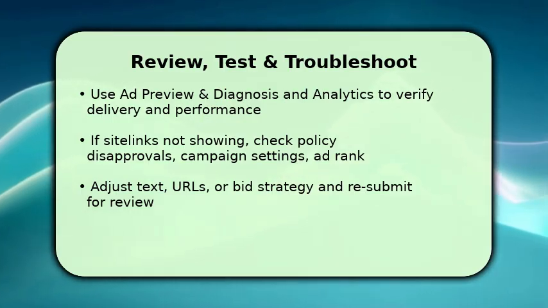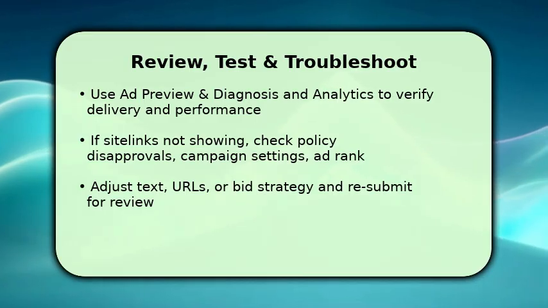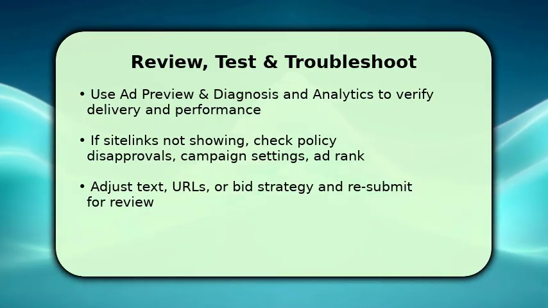If something's wrong, edit the site link text or URL, adjust bids or extensions targeting, then resubmit. One key tip: policy disapprovals are the fastest fix once corrected.